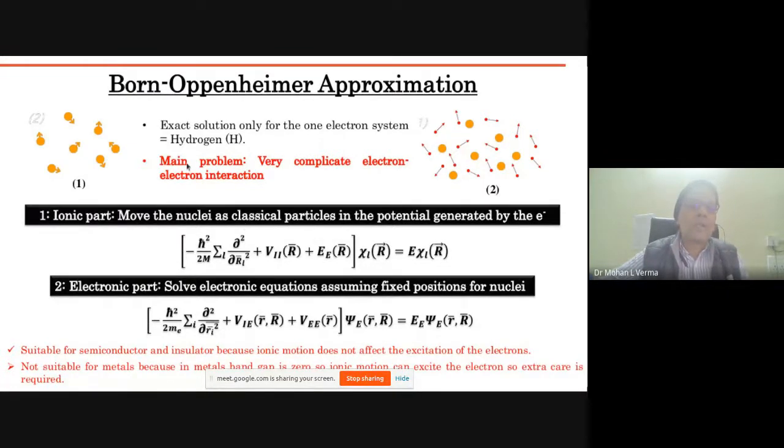So this is divided into two parts. One part is the ionic part, and the second is the electronic part, and these are the equations. This is suitable for semiconductors and insulators because ionic motion does not affect the excitation of electrons. So this approximation is only suitable for semiconductors and insulators, and not suitable for metals because the metal band gap is 0. So this has limited use.